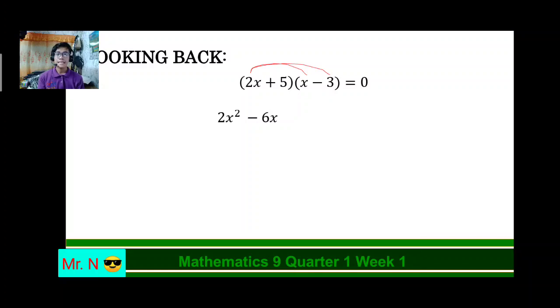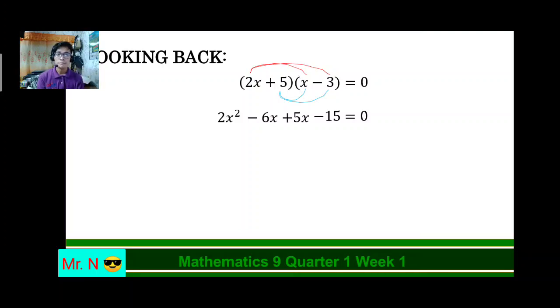Next, inner terms. The inner terms are 5 and x. So 5 times x, that is positive 5x. And last but not the least, the last terms, 5 and negative 3. 5 times negative 3, the answer is negative 15, is equal to 0. Now let's simplify by combining like terms.